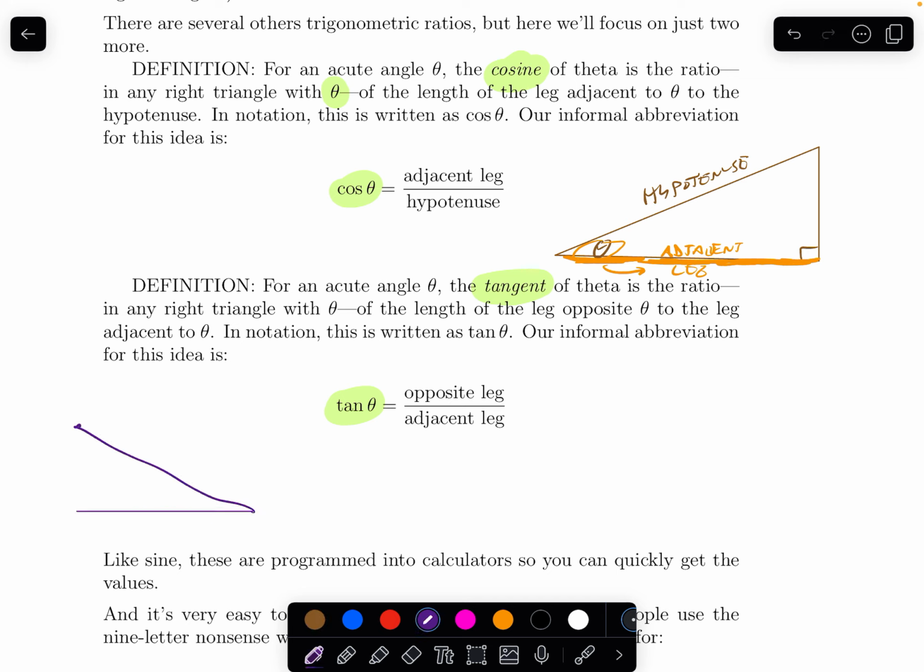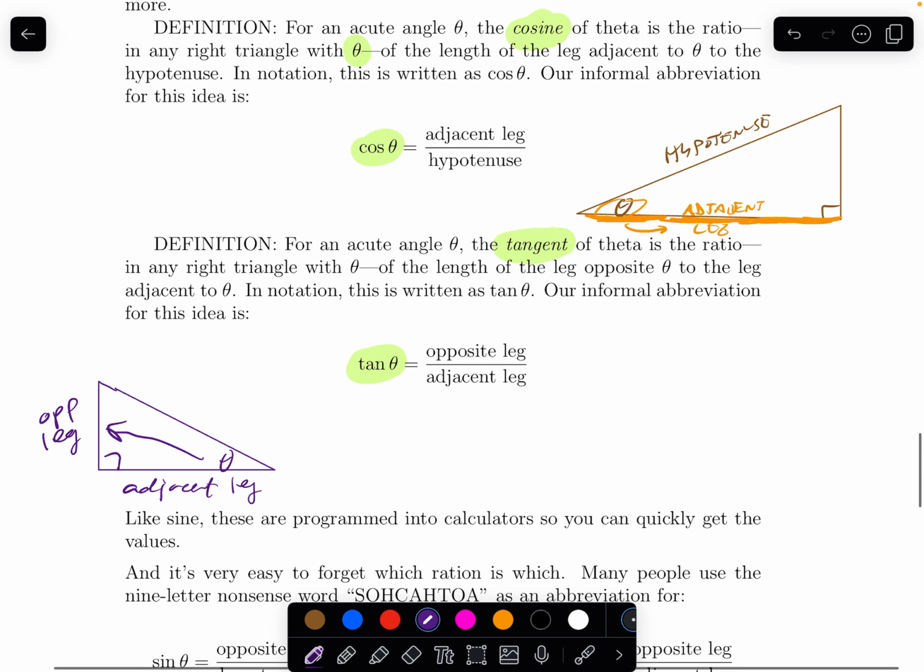So I'll change the orientation. Here's my right angle, here's theta. So this would be the opposite leg. From the point of view of theta, it's the one that is across from it. This would be the adjacent leg, in this case at the bottom. And tangent of theta computes the ratio between those two sides. In any triangle with the same angle theta, that ratio would be the same because the triangles are similar, assuming they are right triangles. And all of these are programmed into calculators and are easily looked at.